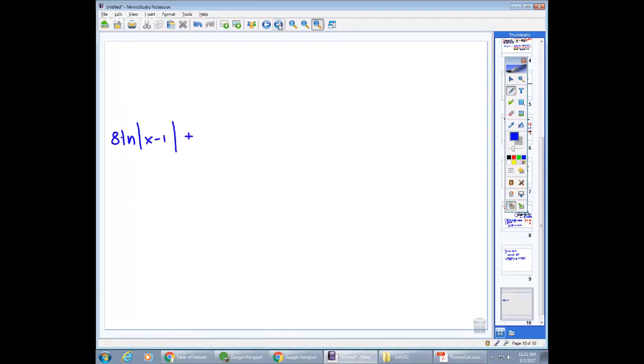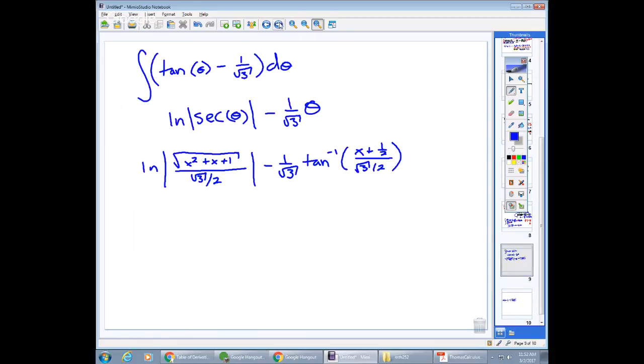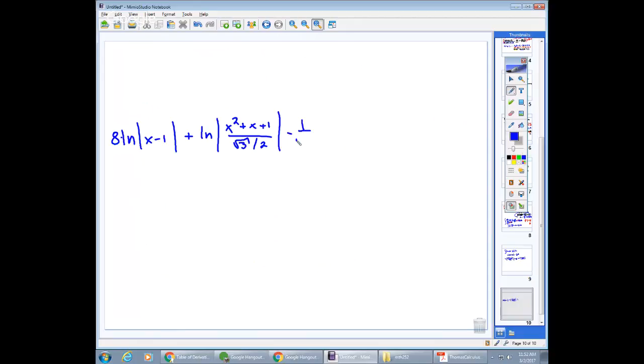And I mentioned the other day, some of these problems take a lot of paper. The natural log of the absolute value of x squared plus x plus 1 over, is it over the square root of 3 over 2? All right. And then our next piece, minus a 1 over square root of 3, tangent inverse of x plus 1 over square root of 3 over 2. X plus 1/2, thank you.